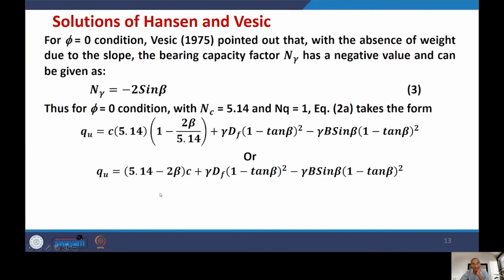So this was the proposal by Hansen and Vesic, and you could see that due to the presence of the slope, this value gets decreased. For example, if you have beta equal to 45 degrees, you have 2 into 45 degrees, which means 90. 90 degrees can be written as pi by 2, and pi by 2 is 1.57. So this can be worked out, and the same thing is here, because beta is known, so tan beta is also known. And so on for further equations. So this was about Hansen and Vesic.